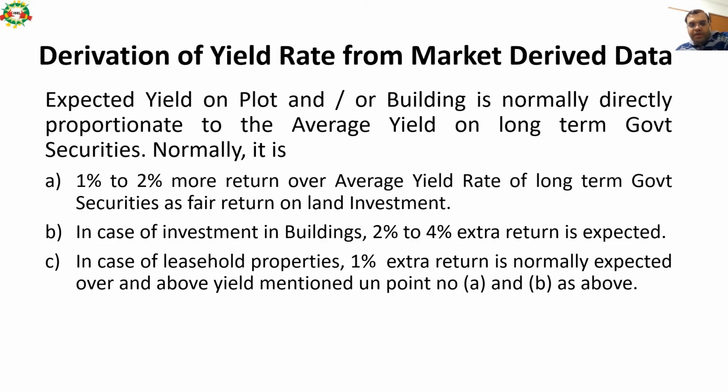to 9%. Right. In case of leasehold property, the above two cases are for freehold properties. So in case I have a leasehold property, then 1% extra return is normally expected over and above the yield mentioned in points A and B, about 2 points.